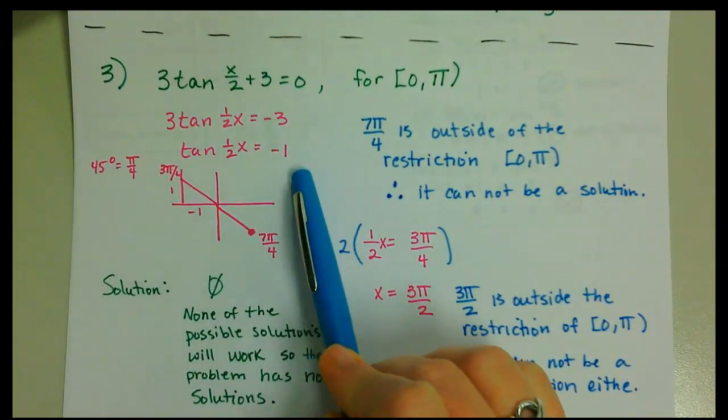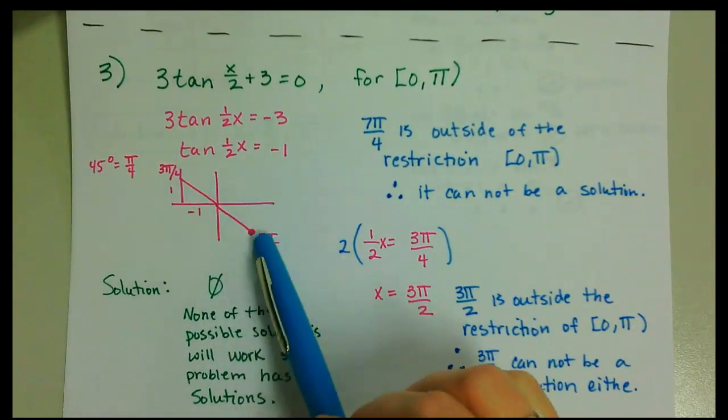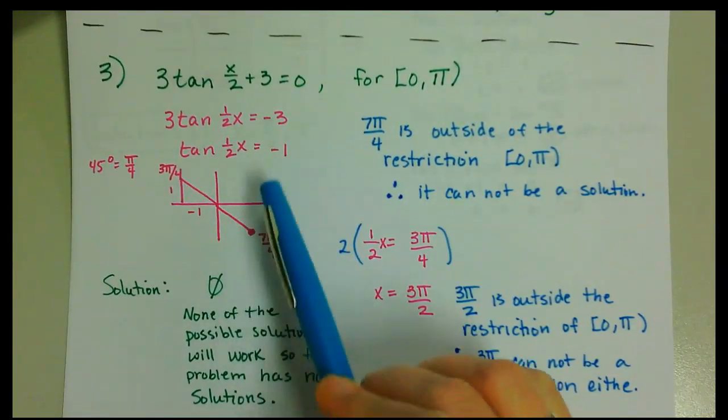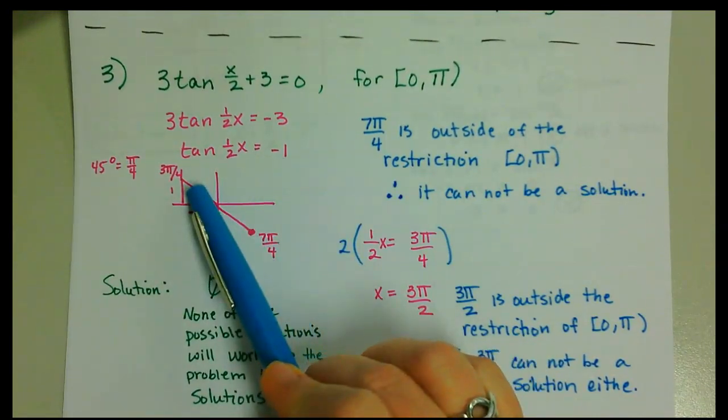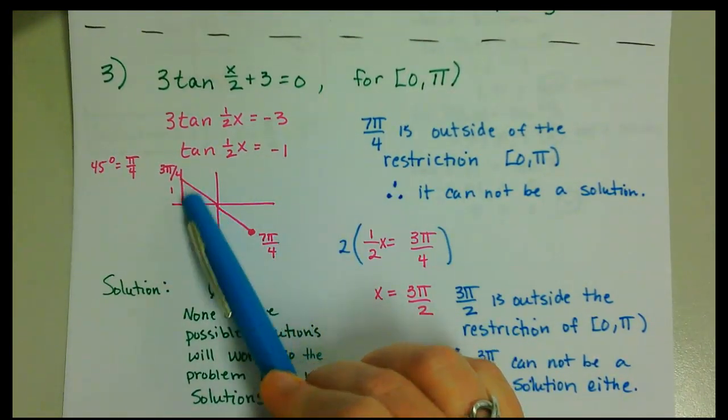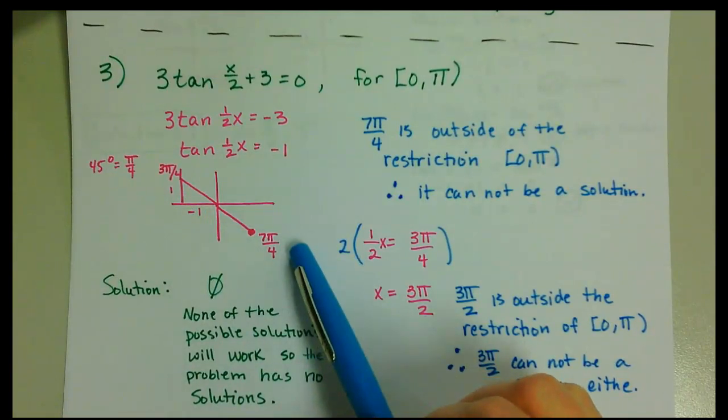So here's what I have, and so I know that tangent is negative in the second and the fourth quadrant. And I know for tangent to be 1, sine and cosine would have to be the same value, which means they have to be pi over 4. So the pi over 4 angle in the second quadrant is 3 pi over 4. The pi over 4 angle in the fourth quadrant is 7 pi over 4.